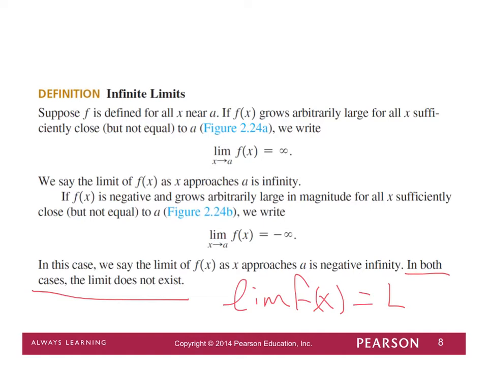But we will not state that it does not exist. We will state that it goes off to infinity. So we can't give a finite number which this limit approaches, but we know that it's going to approach an infinite number. So let's take a look at an example.